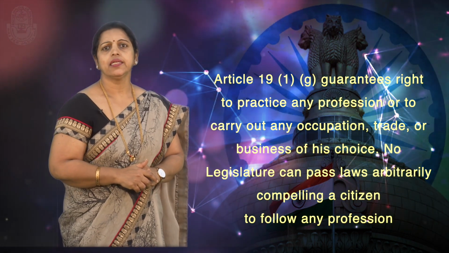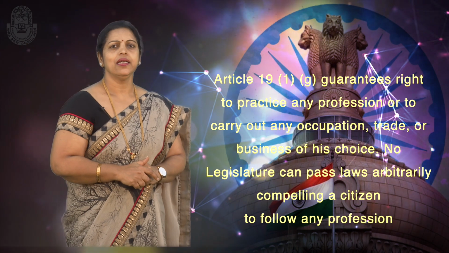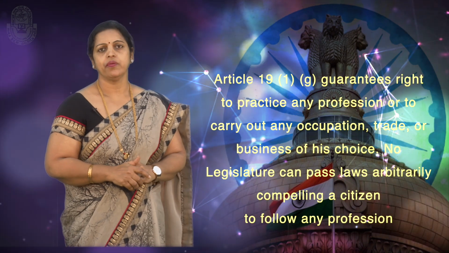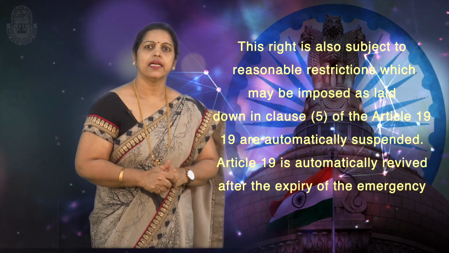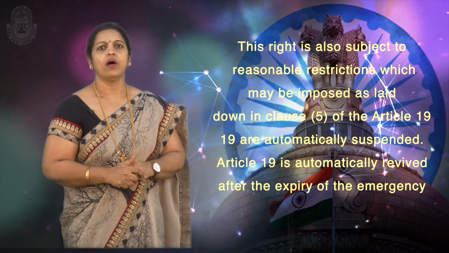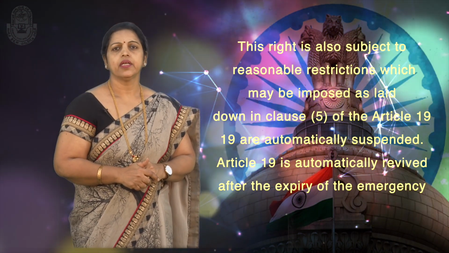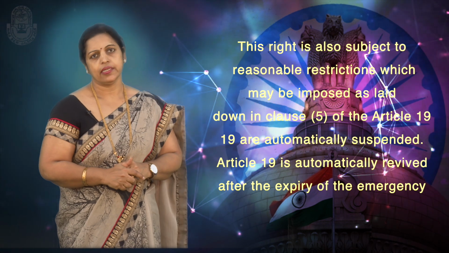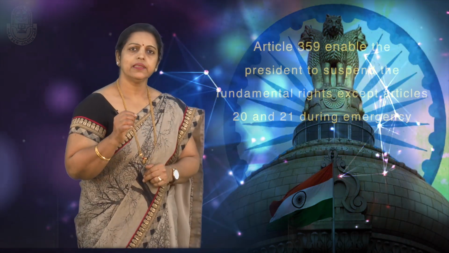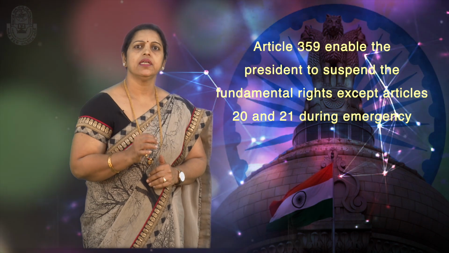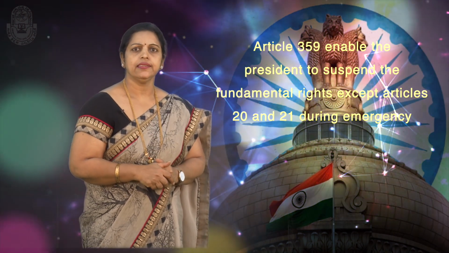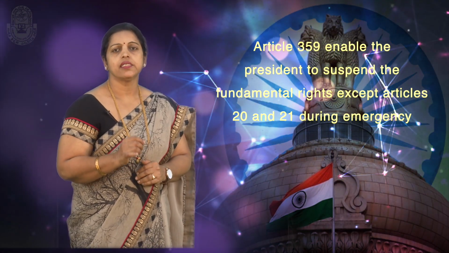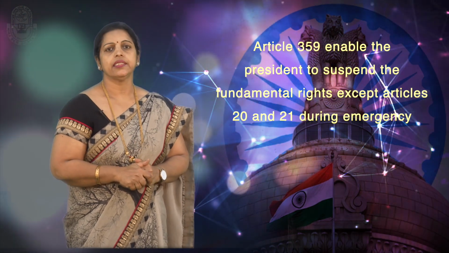No legislature can pass laws arbitrarily compelling a citizen to follow any profession against his will. The six fundamental rights guaranteed under Article 19 are automatically suspended during a national emergency. Article 19 is automatically revived after the expiry of the national emergency. Article 359 enables the President to suspend the fundamental rights guaranteed under Part 3 of the Indian Constitution, except Articles 20 and 21, during a national emergency.